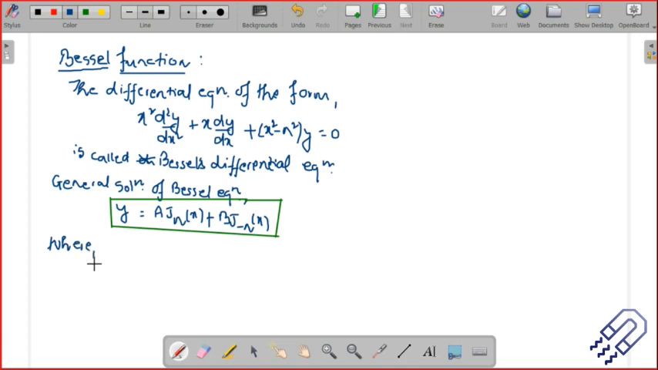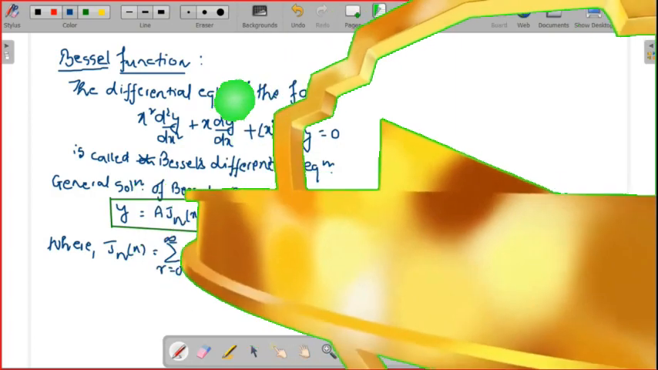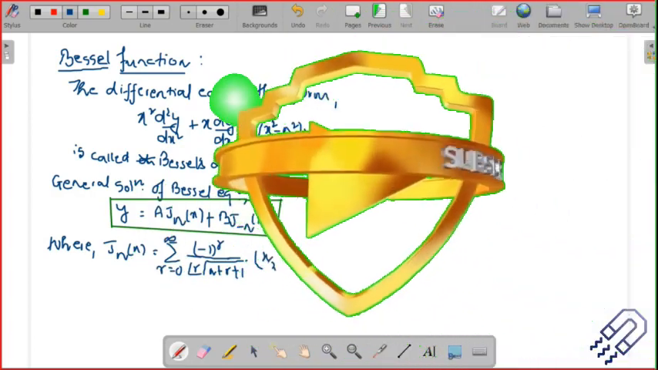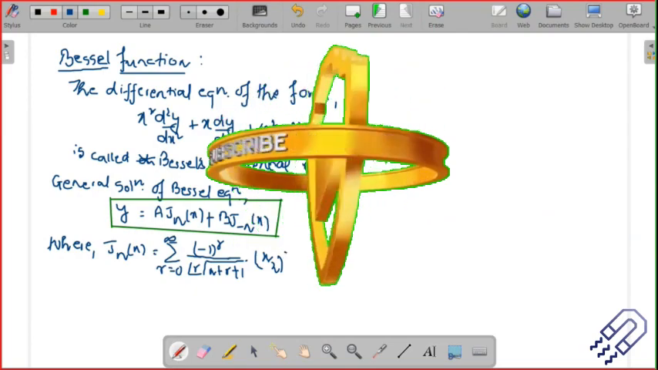Jn of x is equal to summation r is equal to 0 to infinity, and we can write it as minus 1 to the power r, divided by factorial r. Please remember these, this is very important. We are having so many problems to solve that I don't prefer deriving this form. We're not going to include the derivation. We're just going to remember the form, and remembering the form of the Bessel function is important, even if you're giving entrance exams.